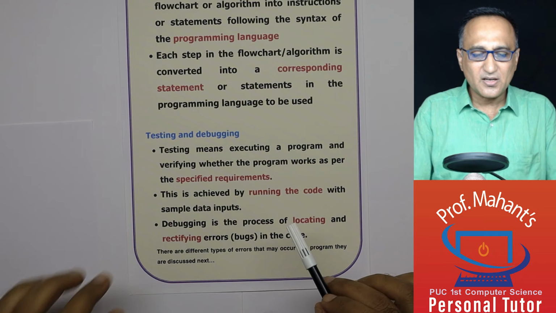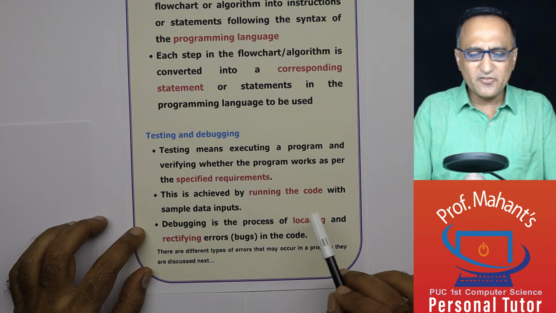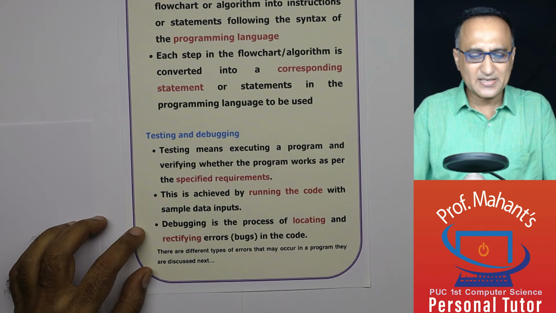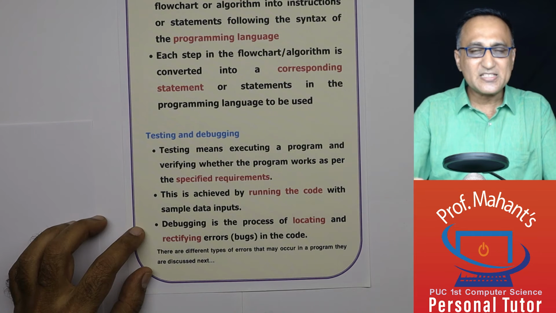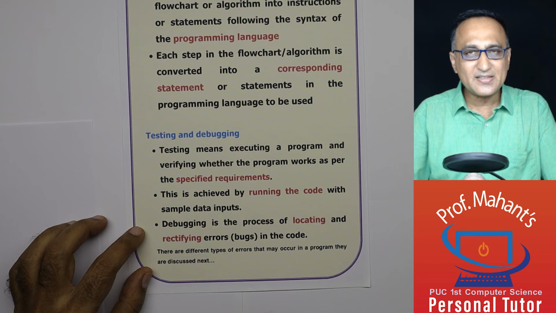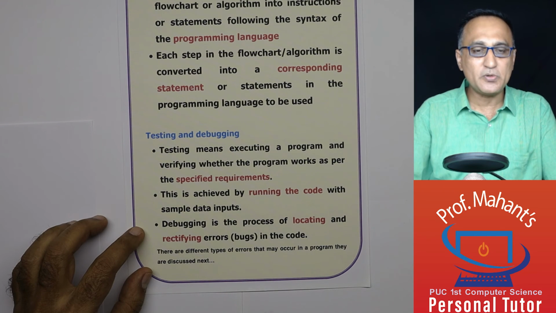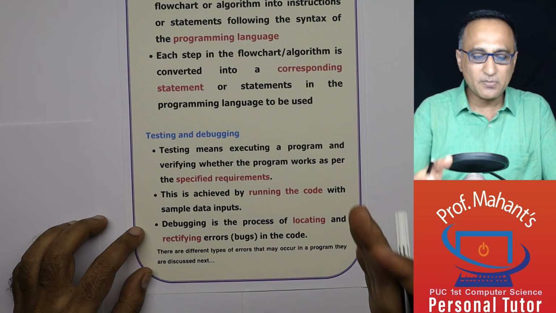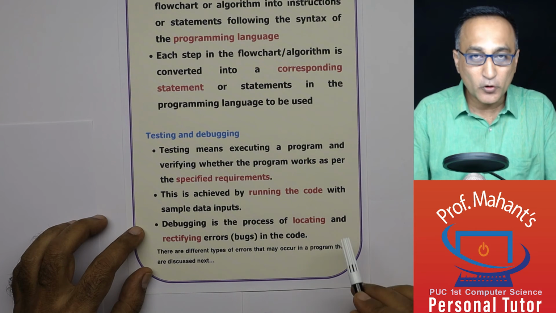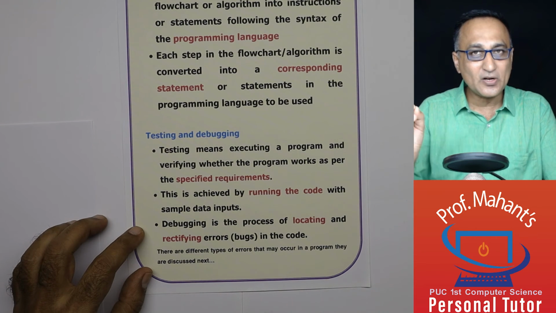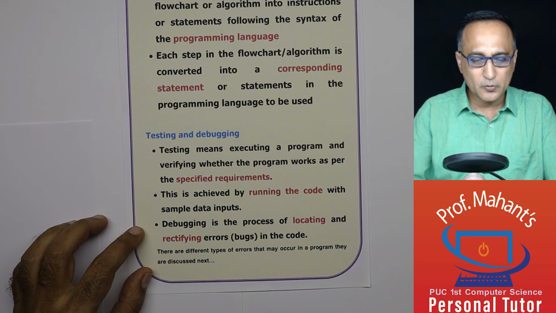So testing is achieved by running the code with sample data, as I had mentioned. Debugging is the process of locating where the error is in your program, correcting or removing the error, and then subsequently rerunning the program to see that your program at least is not having any errors when it is going to be used in real life. So debugging is a process of locating and rectifying the errors in your program.